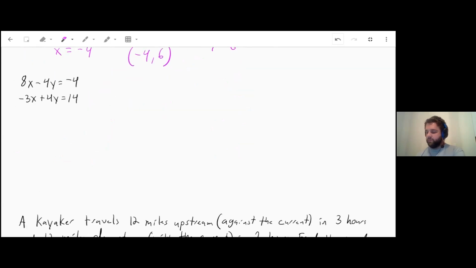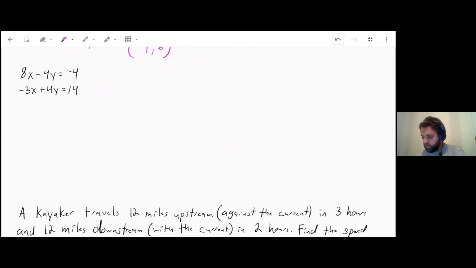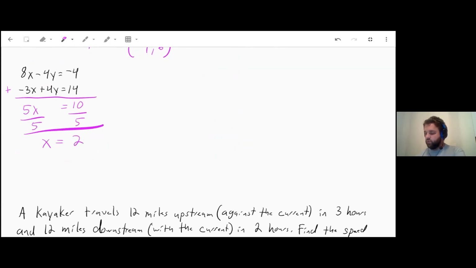Let's try another one. This one, I'm going to add these together again, because we have a minus 4y up top and a plus 4y on the bottom. So 8x plus negative 3x gets us to 5x. Our minus 4y plus positive 4y will cancel out. And negative 4 plus 14 gets us to a positive 10. Now we can divide both sides by 5 and find out that x has to equal 2.